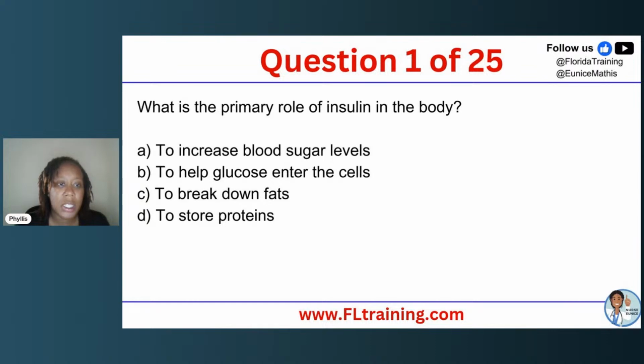All right, let's go. Question 1. What is the primary role of insulin in the body? A, to increase blood sugar levels. B, to help glucose enter the cells. C, to break down fats. D, to store proteins. Let's drop those answers in the chat.